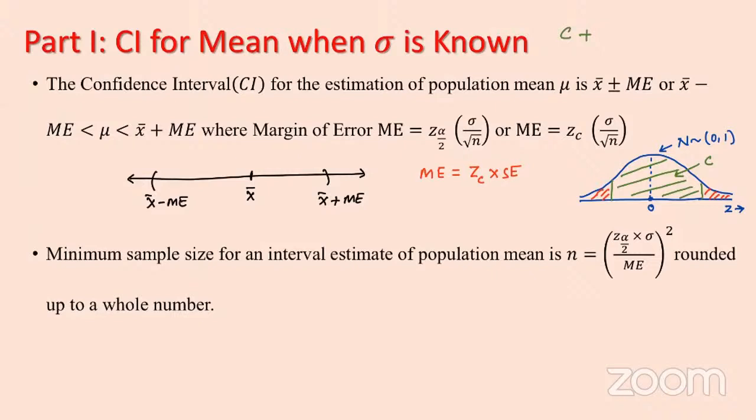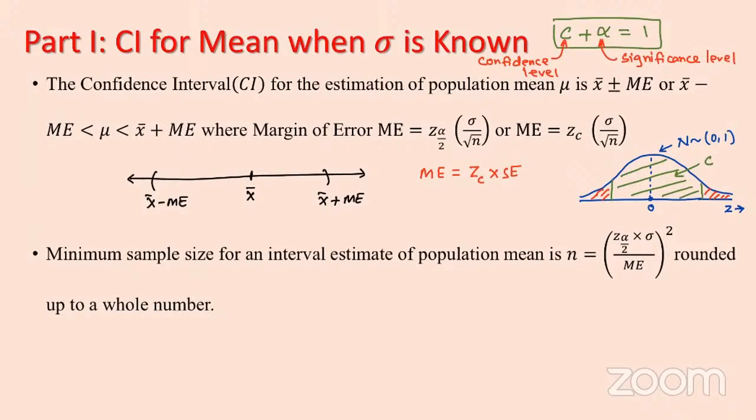The area on the tail is alpha. We write it like this: C plus alpha equals 1. C is the confidence level. Alpha is the significance level. They also have their names. So C is the confidence level and alpha is the significance level.